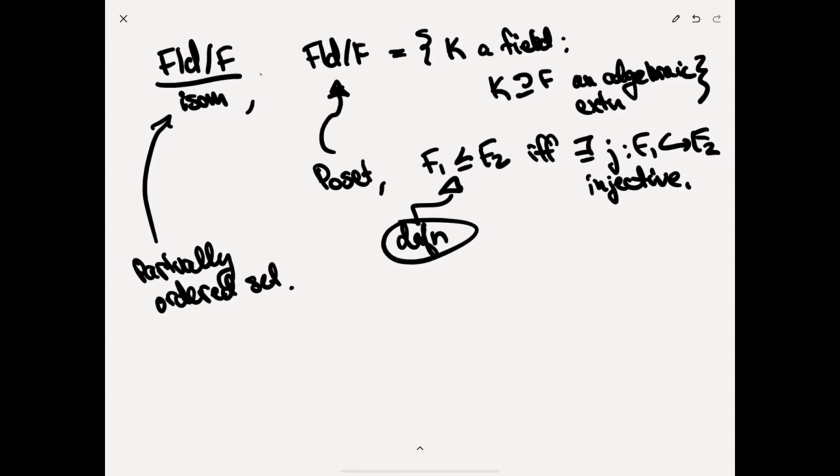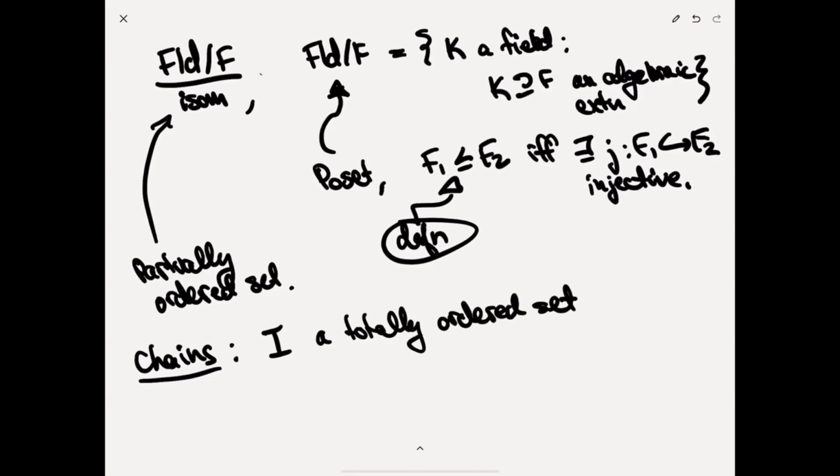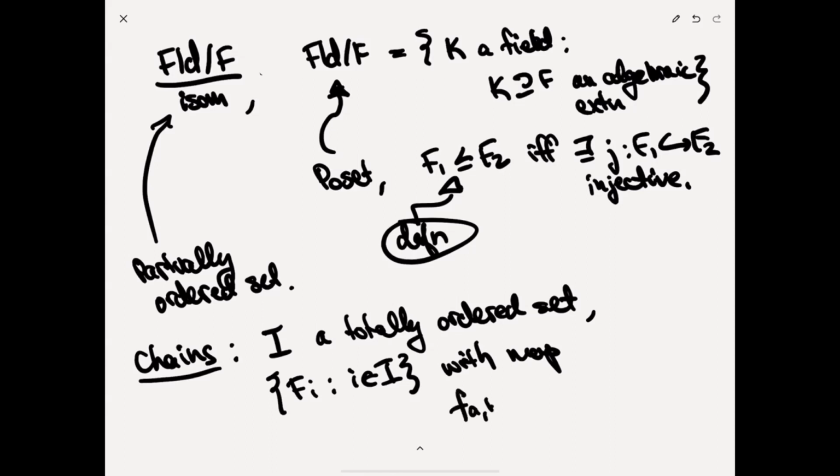Okay, and so then chains are these things where I is going to be a totally ordered set, which means every two objects are comparable, and then we're going to have a collection of fields F_i for i in I, with maps, maybe I shouldn't have used j because I wanted to use this as an index, so let's call them f_ab from F_a to F_b for a less than b. So a, b are two index objects.